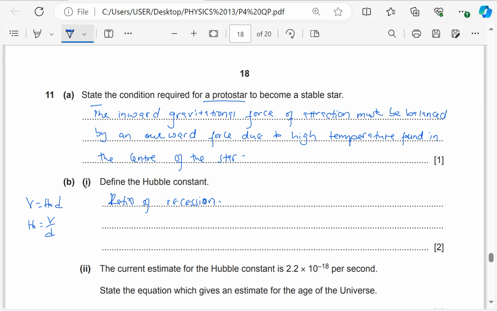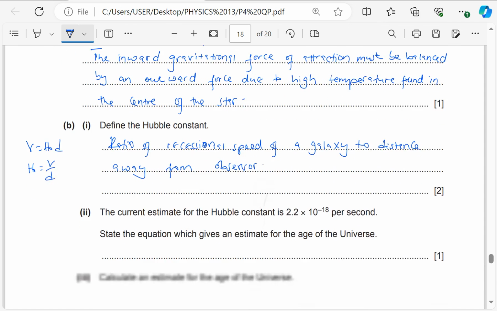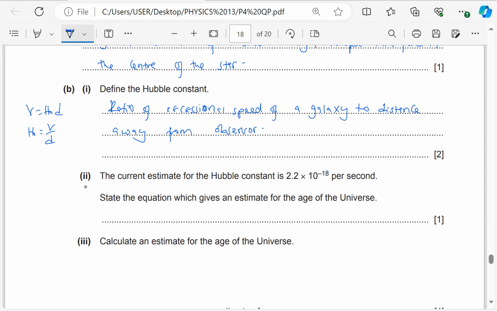The recessional speed of a galaxy to the distance away from the observer. So that's what we call Hubble's constant. The current estimate for the Hubble constant is 2.2 times 10 to the power of minus 18 per second.